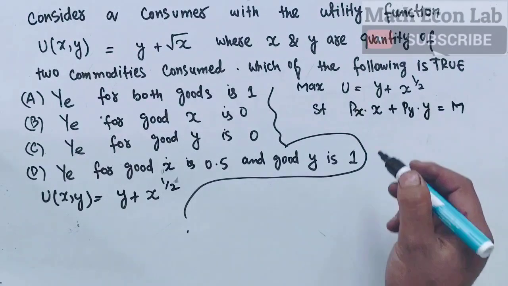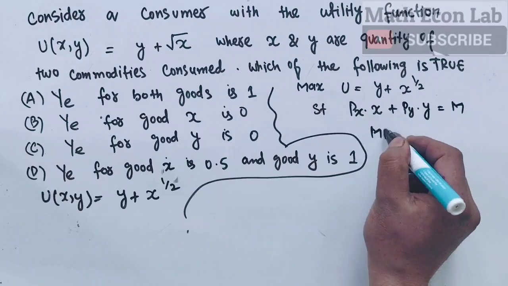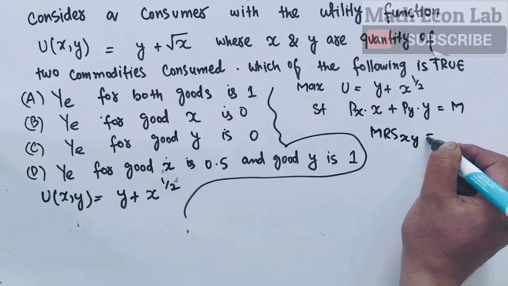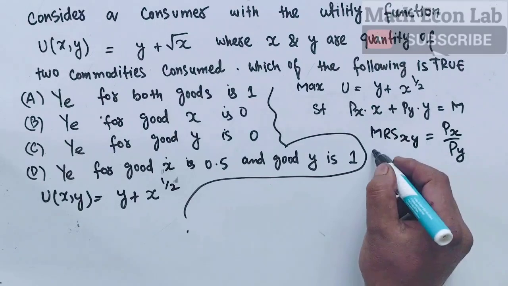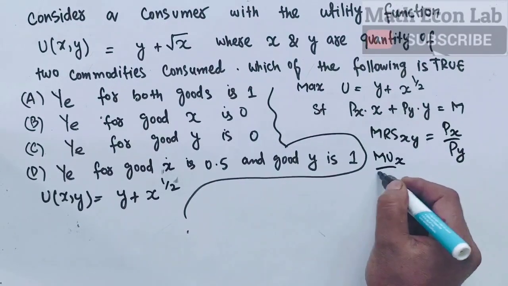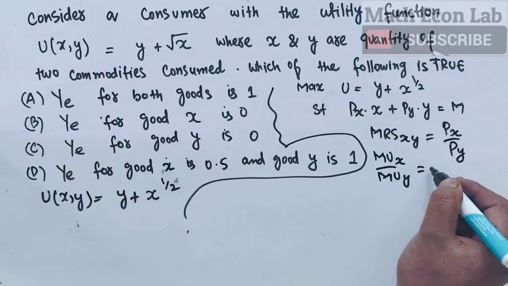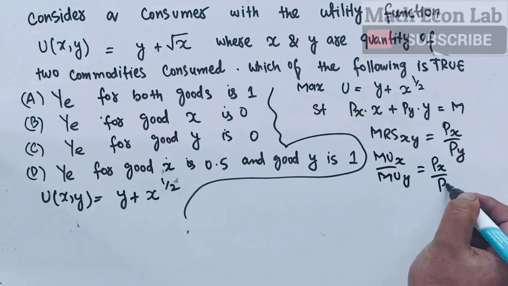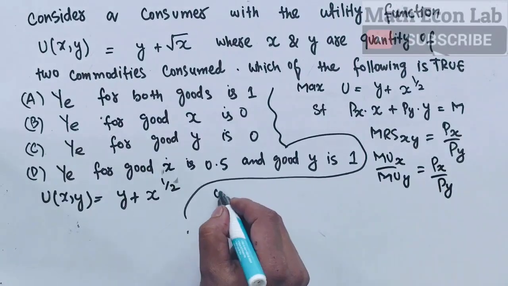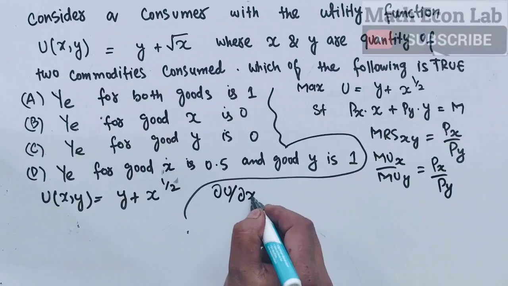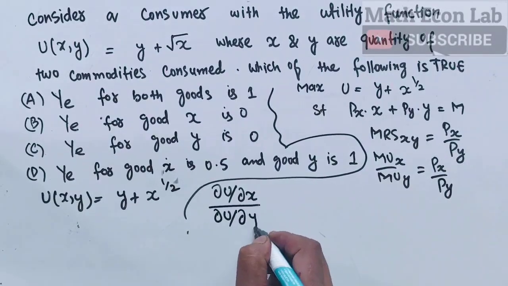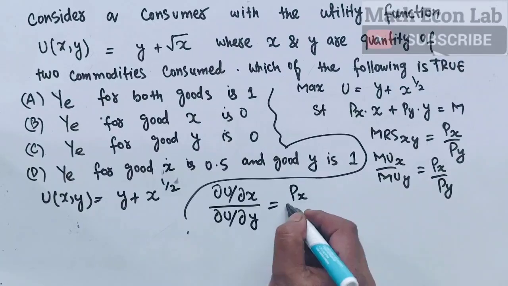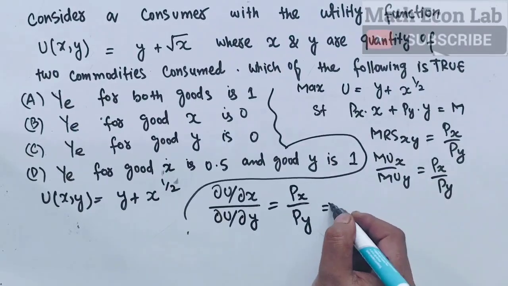So for optimality, we know that we equate marginal rate of substitution between good x and y, and it should be equal to the ratio of the prices. Okay, so MRS, as you know, it is MUX upon MUY. It should be equal to PX upon PY. MUX means the change in the utility due to the change in the consumption of good x. MUY means the change in the utility due to the change in the consumption of good y should be equal to price of x upon price of y.